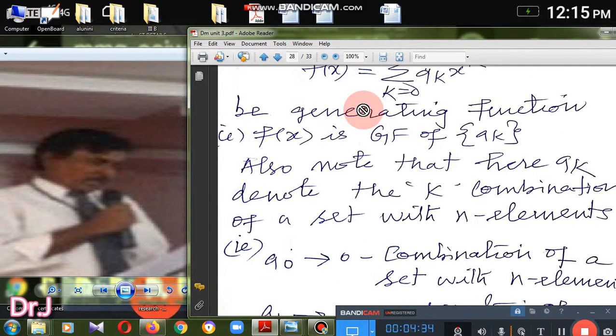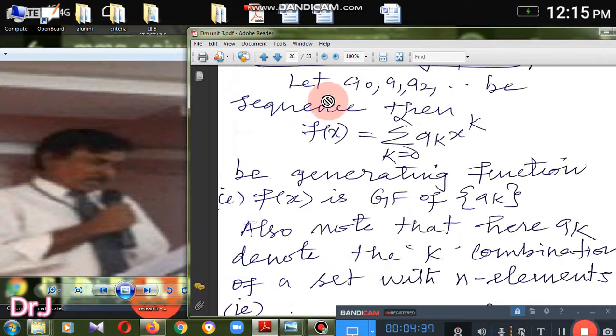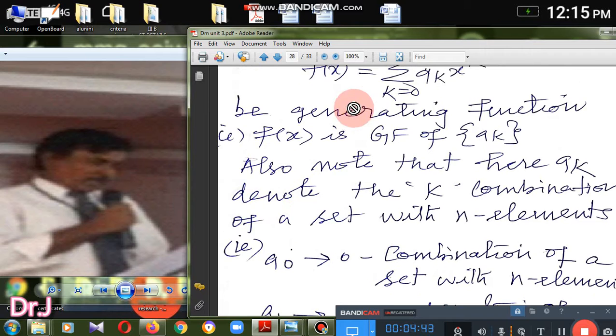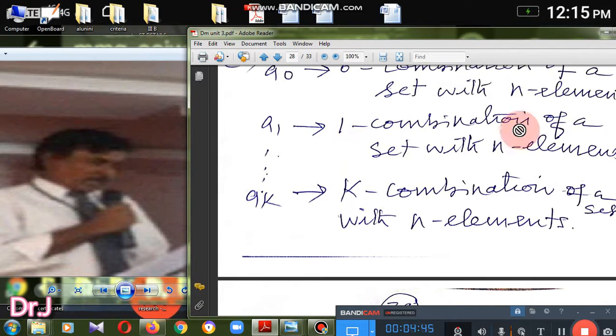Now what is the next element in the sequence? A1. A1 in the generating function is nothing but the 1 combination of a set with n elements. There are n elements, you are taking 1, 1, 1. How many times can you take? That is indicated by A1. Similarly, A2 implies the 2 combination of a set with n elements. You are taking 2, 2, 2. How many times can we take? That is A2, the coefficient of x square.